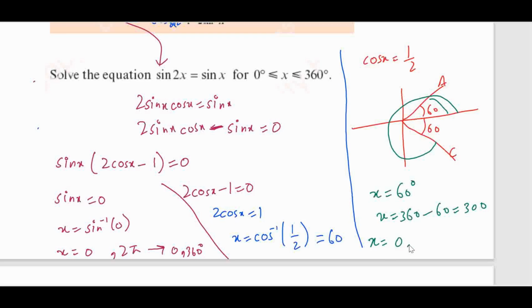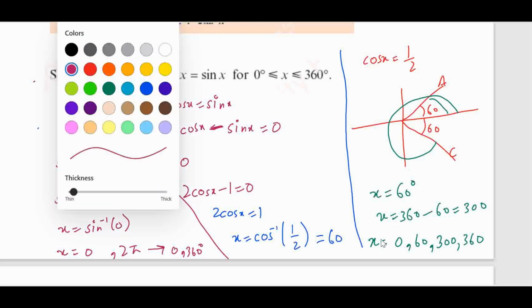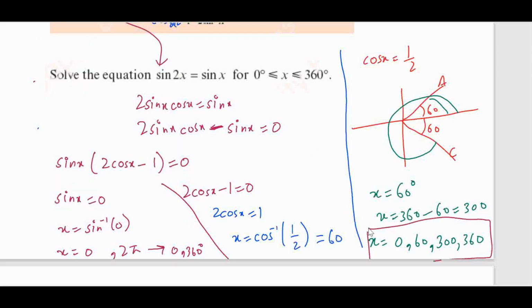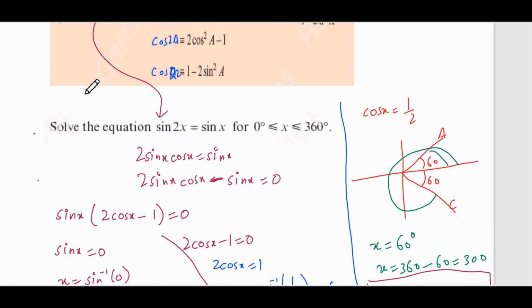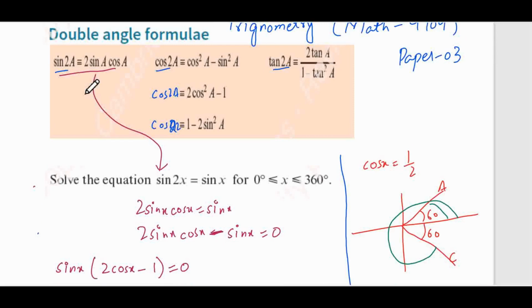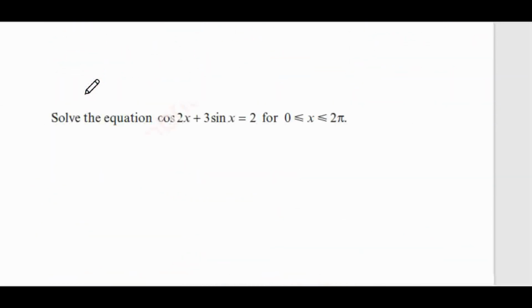Now our final answer will be x equals 0 degrees, then 60 degrees, then 300 degrees, and then 360 degrees. This will be the final answer. I hope that the concept is clear, and if you have any questions, you can ask in the comment section. The process is the same, but the main point is how to use the double angle formula to solve a trigonometric equation. Now let's move to the next one.